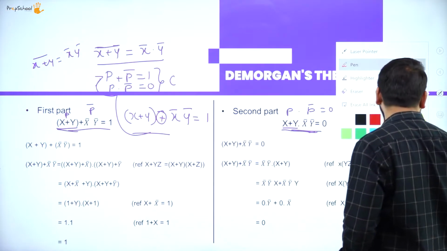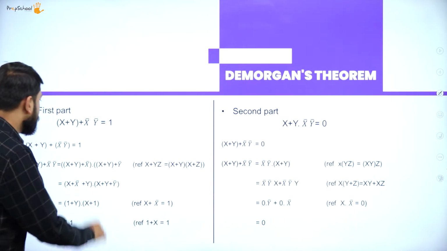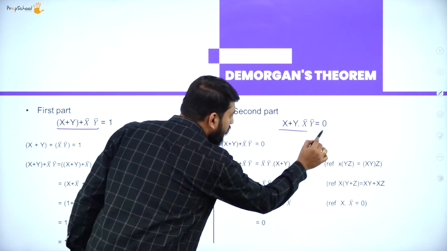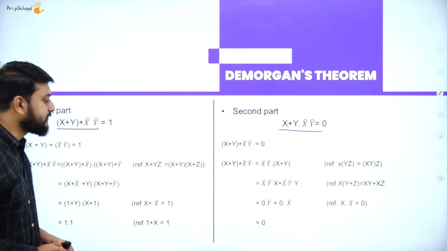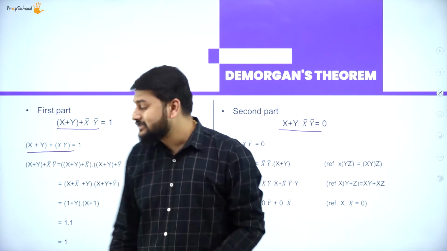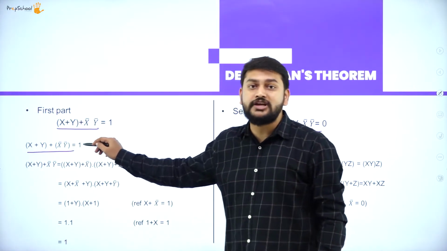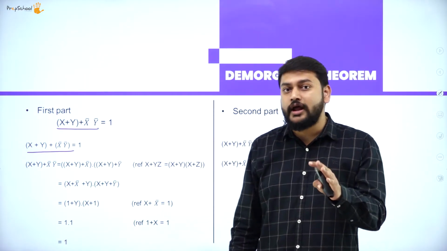Now it's time to prove. How do we prove this? This is the equation that I have to prove. So let's start proving this. The first thing that I have is x plus y plus x dash y dash is equal to 1. That's what I need to prove.